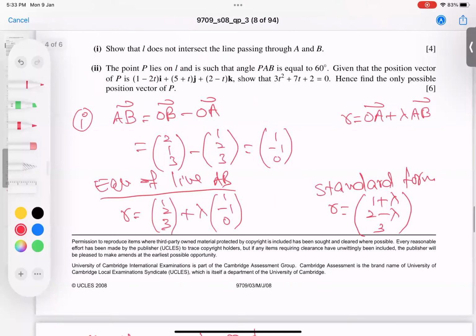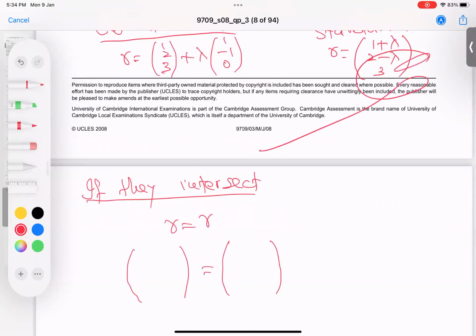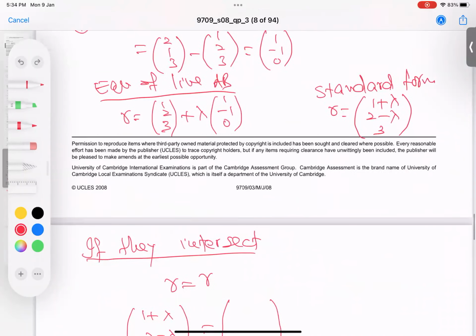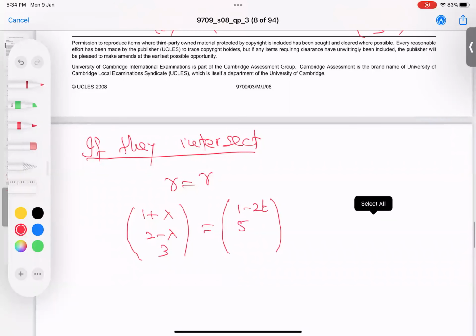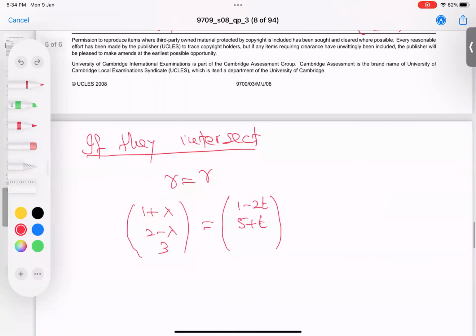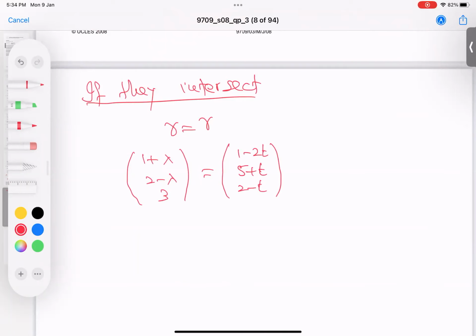So let's see now. First of all, I'm writing this standard form here down: 1 plus lambda, 2 minus lambda, and 3. The other form I'm writing from here: 1 minus 2t, 5 plus t, and 2 minus t. Now I will make 3 equations. I component equal, J component equal, and K component equal, because I just assume they intersect. At this point, the i components are equal to each other, the j components are equal to each other, and the k components are equal to each other.